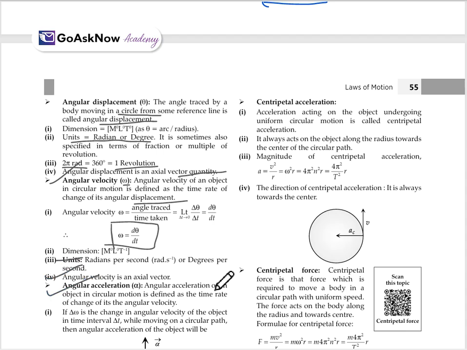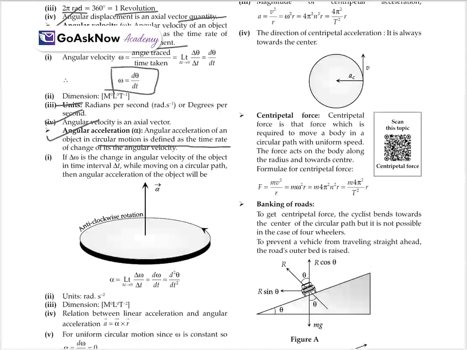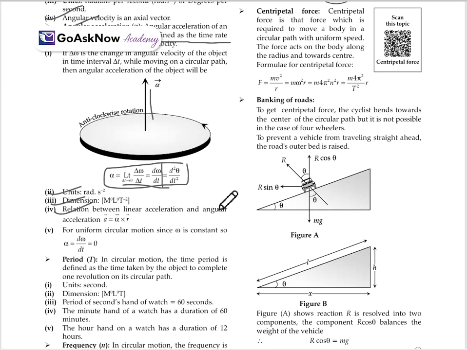Now, angular acceleration. Angular acceleration of an object in circular motion is defined as the time rate of change of its angular velocity. Delta omega is the change of angular velocity of the object in time interval delta t while moving on the circular path. In an anti-clockwise direction, alpha will be equal to the limit of delta omega upon delta t, which is d omega upon dt, or d square theta upon dt square. This is the mathematical expression for angular acceleration. Unit and dimensional formula are there. Relation between linear acceleration and angular acceleration: a is equal to alpha into r.